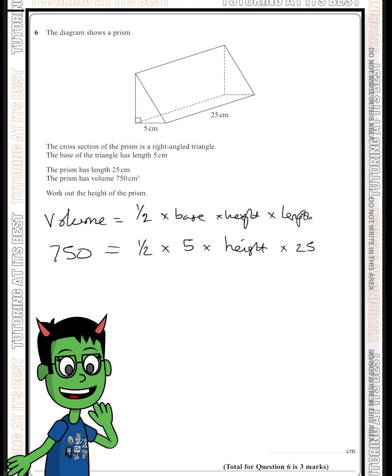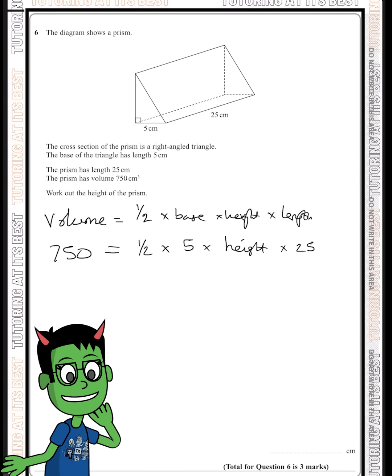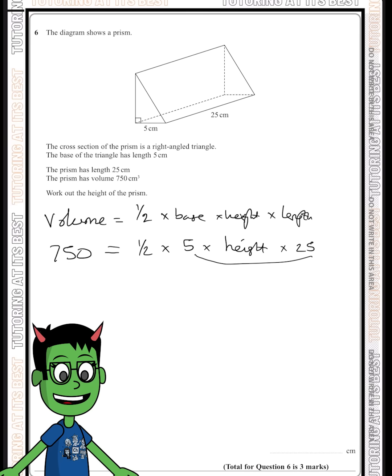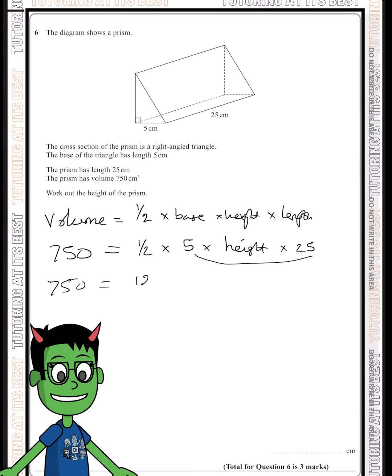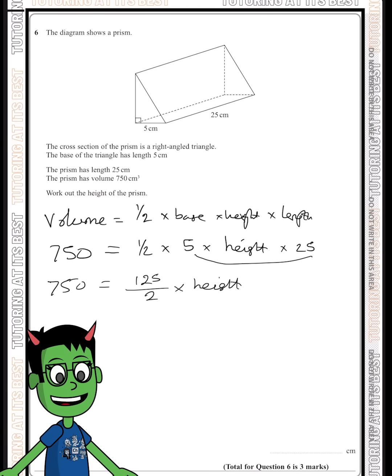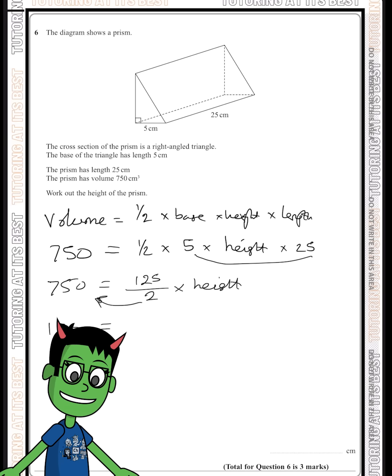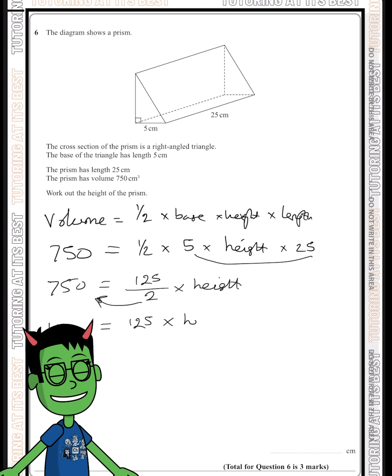So instantly, let's go ahead and multiply 5 and 25. So we know that's 125, and we'll divide that by 2 and multiply our height. Once we have that, we can take the 2 over. So now that is not a divided by 2, but it's a multiplied by 2. And that gives us 1,500 equals 125 times your height.